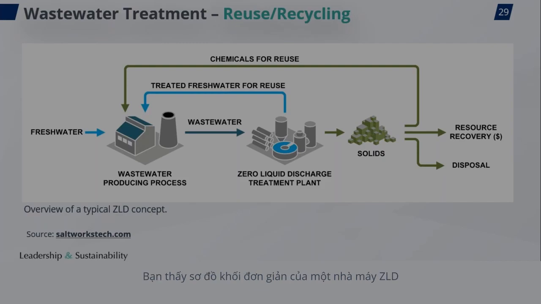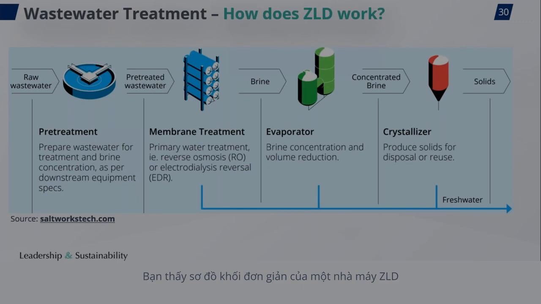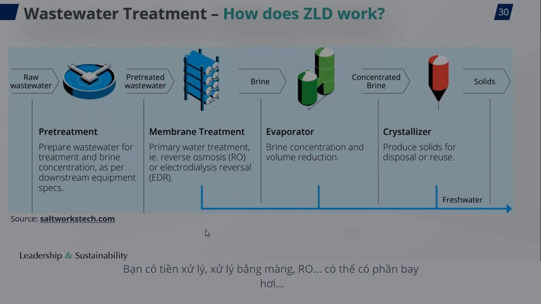Here you also see a very simplified flow scheme of the zero liquid discharge process. You have the wastewater treatment, a pre-treatment, and then usually a membrane treatment. You may have an ultrafiltration and then reverse osmosis. You may even have an evaporator, or you take just the brine from the process. So this was some more detail about the zero liquid discharge approach, and with that, we have covered all questions in the wastewater section.